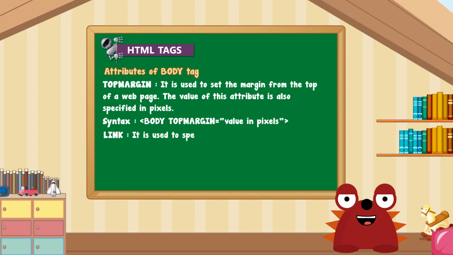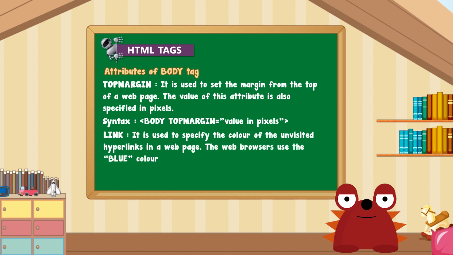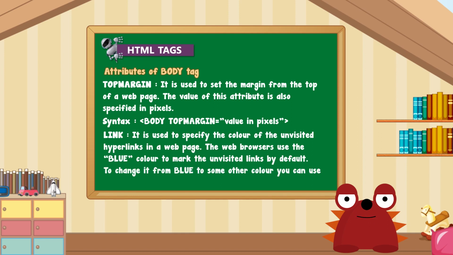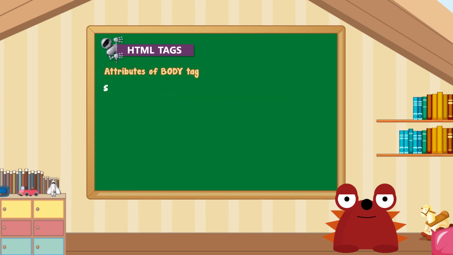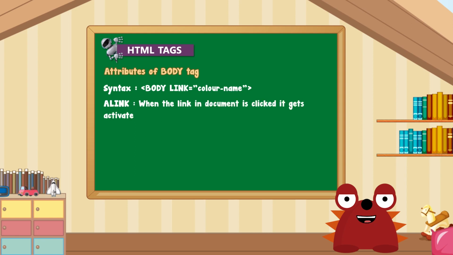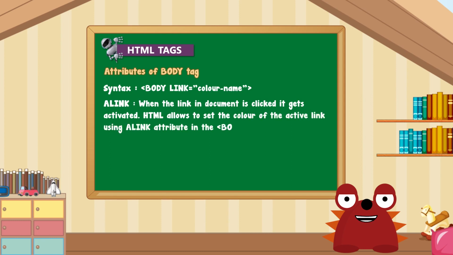Sixth attribute is link. It is used to specify the color of the unvisited hyperlinks in a web page. The web browsers use the blue color to mark the unvisited links by default. To change it from blue to some other color, you can use this attribute. Syntax: body link is equal to color name. Then there is alink. When the link in the document is clicked, it gets activated. HTML allows setting the color of the active link using the alink attribute in the body tag. The default color is red. Syntax: body alink is equal to color name.